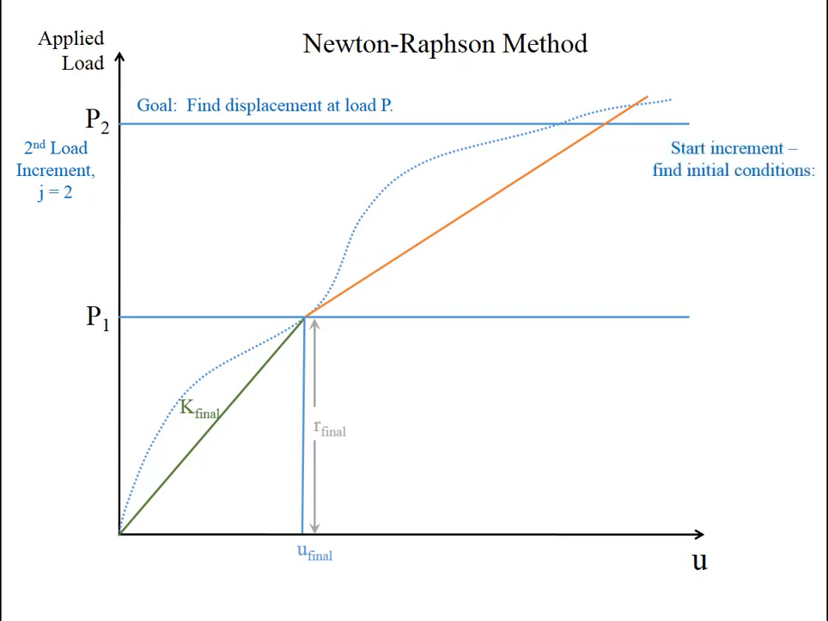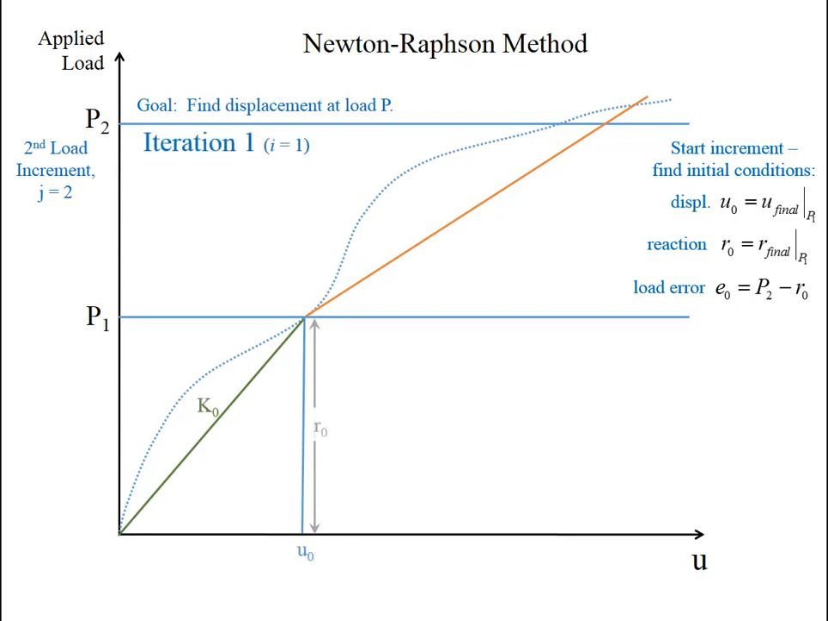So we're now in a new increment, so we need to find those initial conditions. Our initial displacement is equal to the displacement in our final iteration step from our first increment. Similarly, our reaction is our final force reaction from our first increment. And then finally our load error has now increased to be P2, which is our final load in this case, minus R0, our current reaction.